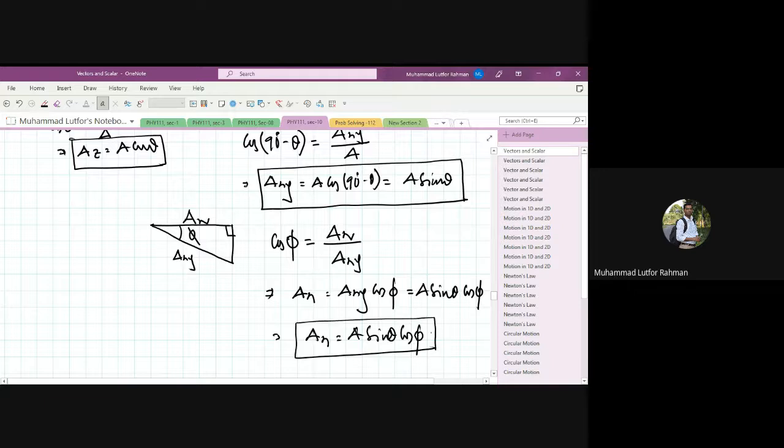And my request is please do not try to memorize this. If you memorize, definitely you are going to make a mistake. This is the process I'm following.